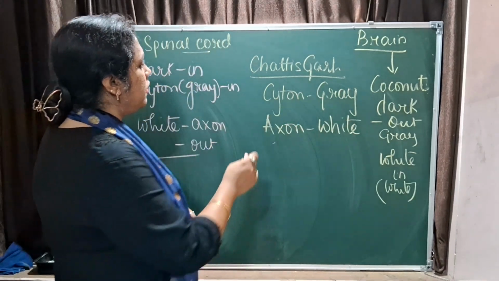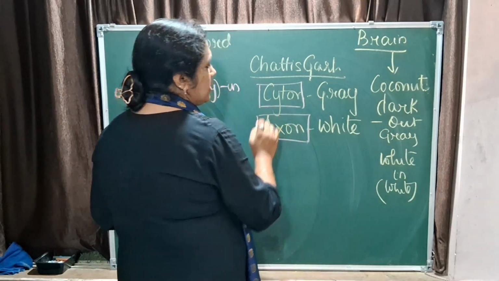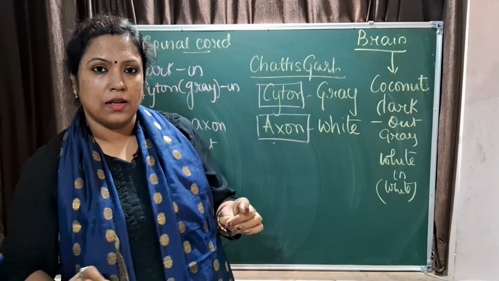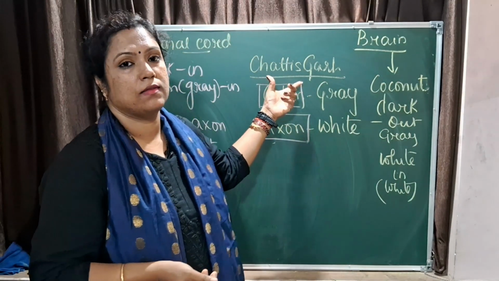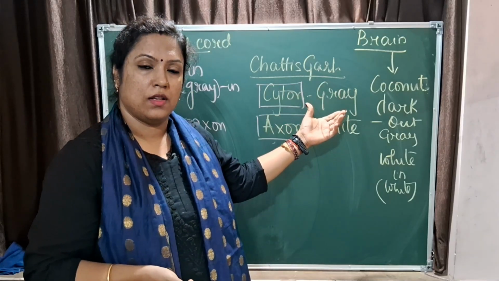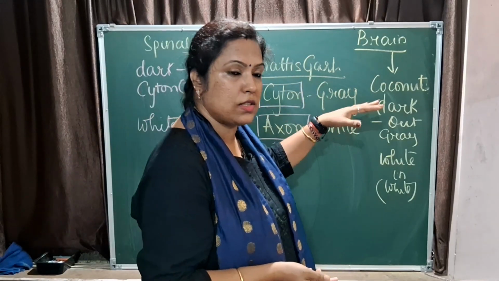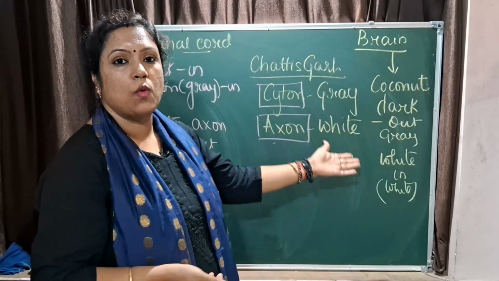Now you know that neuron contains cyton and axon. So generally the cyton makes up the grey matter and the axon makes up the white matter. How will you remember? Chhattisgarh. Chhattisgarh is cyton is grey matter. Okay. So you are going to Chhattisgarh. Cyton is grey matter, axon is white matter.